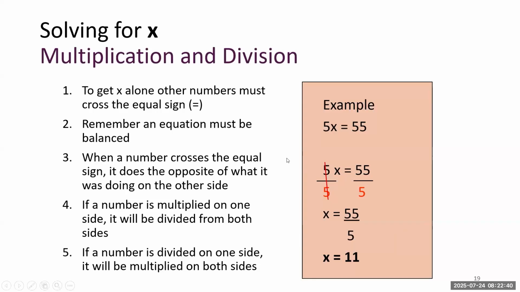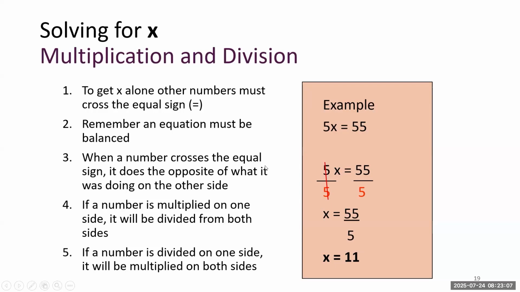So to get x alone, again, same idea. Other numbers have to cross the equal sign, and the equation has to be balanced. So with multiplication and division, what is the opposite of what it was doing on the other side? Well, multiplication and division are kind of each other's opposites. So if a number is multiplied on one side, it'll be divided from both sides. And if a number is divided on one side for the x, it'll be multiplied on both sides.